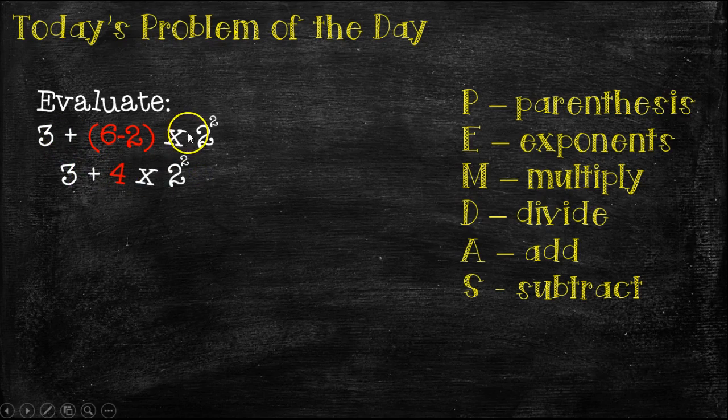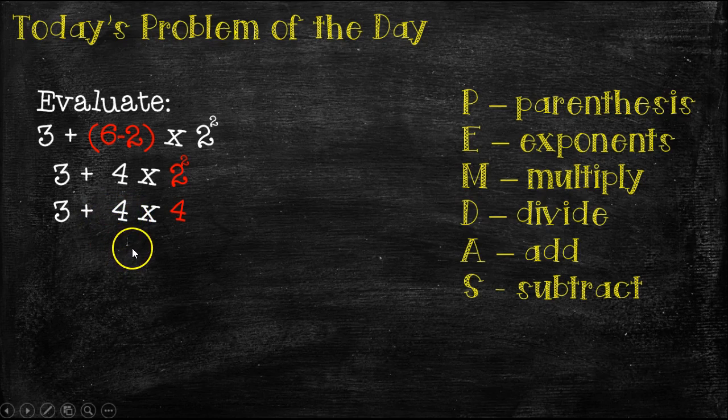And then we just bring down the rest of the expression we have not solved yet. So now we have 3 plus 4 times 2 squared. So the next thing we do, we have no more parentheses, so now we're going to do the problem with the exponent. So we have to solve for 2 squared. So 2 squared is 4. So we're just going to bring down the rest of the expression that we haven't done yet. So now our new expression is 3 plus 4 times 4.